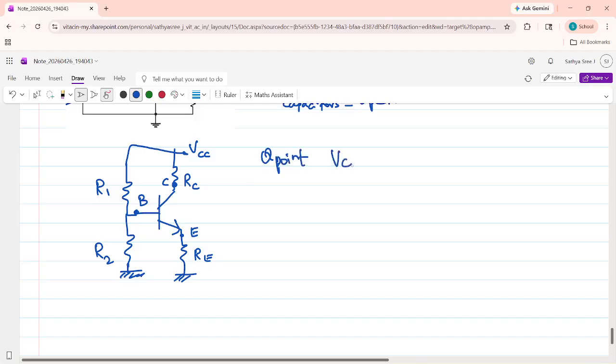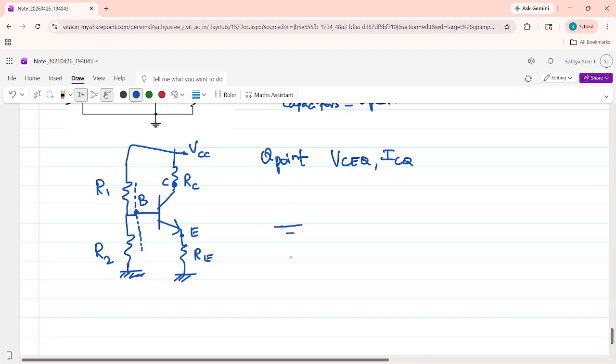We should know what VCEQ and ICQ are. First you have to do the input loop analysis and calculate IBQ and ICQ. Then do the output loop analysis and calculate VCEQ. Now, I'm going to draw the Thevenin's equivalent to the left of this point. So, I will redraw the circuit.